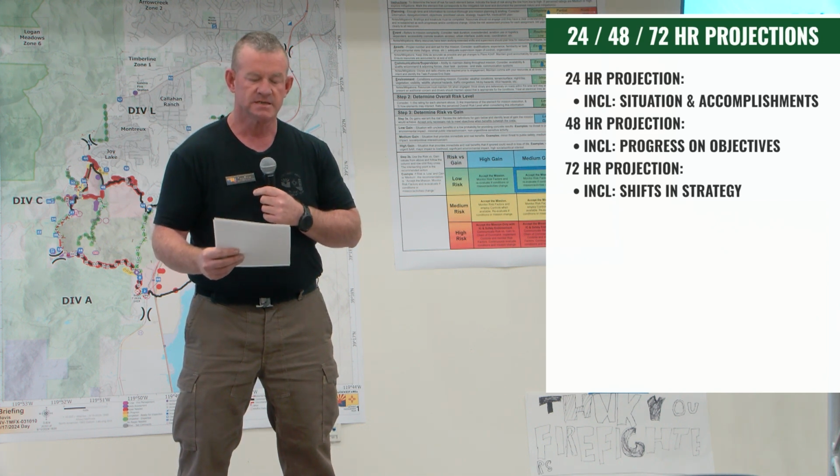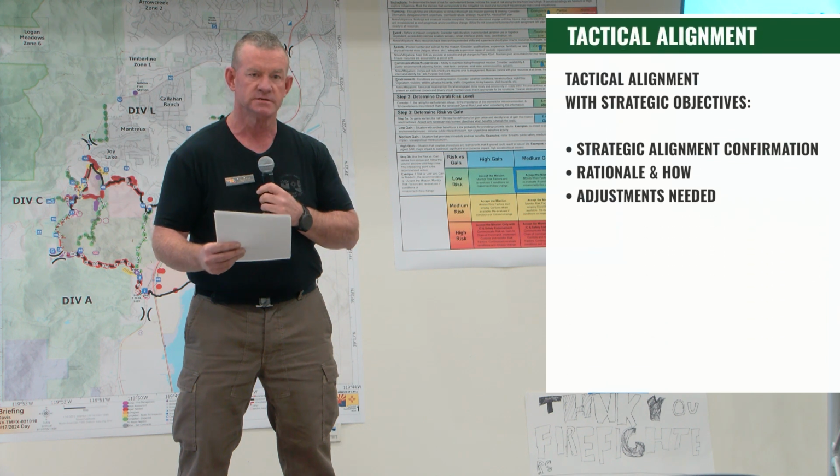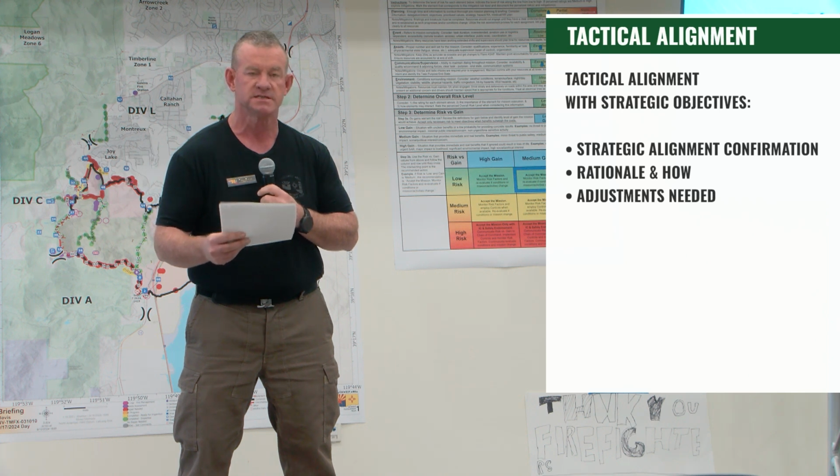And finally, the tactical alignment with strategic objectives. So the strategic alignment confirmation, divisions should confirm that the proposed tactics align with the incident's strategic objectives. And the way that sounds is Division Alpha confirms that fire line construction supports the strategic objective of protecting the critical infrastructure to the west of the line as identified in the incident objectives. So that is how you would give a report out, and we'll give you a couple examples of a good and a bad one next.